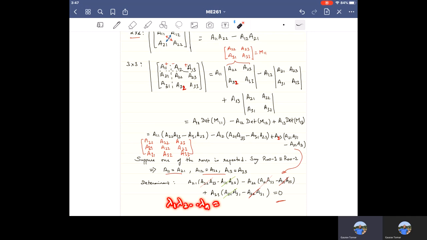And if the determinant is 0, that means at least one of the diagonal entries is 0. You can readily see that if you have a repeated row, you would be able to reduce one of the rows completely to 0, which means one of the diagonal entries would be going to 0.